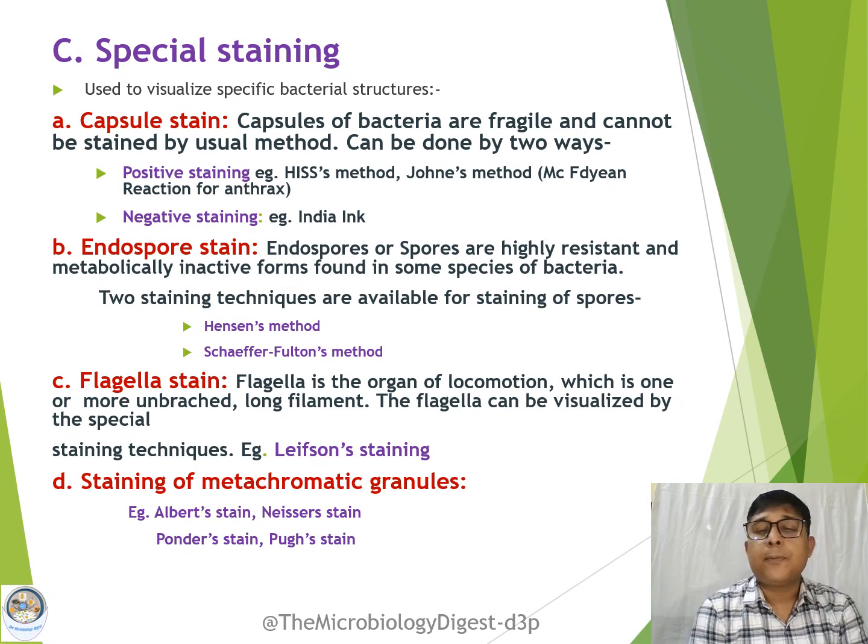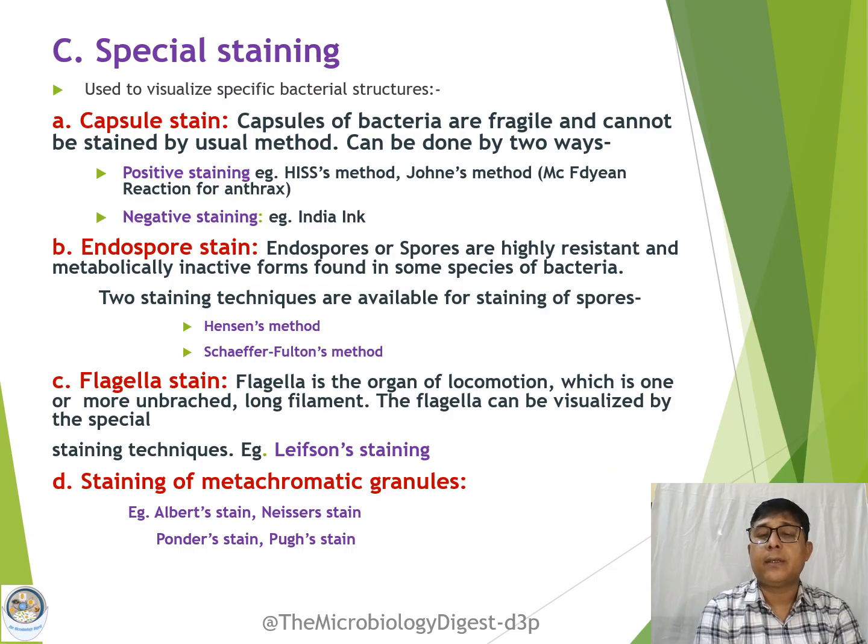The next type of staining is special staining. The name itself indicates these staining methods are for visualizing special structures of the organism. The first type is capsular staining. Some bacteria possess capsules which are very fragile and cannot be stained by the usual method.